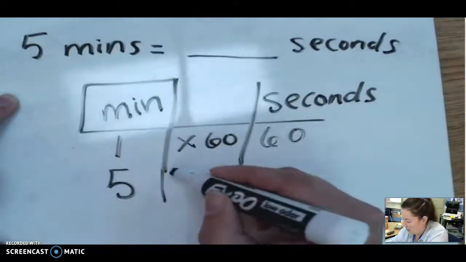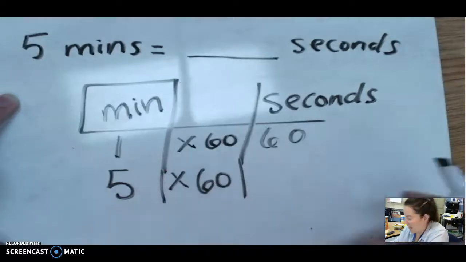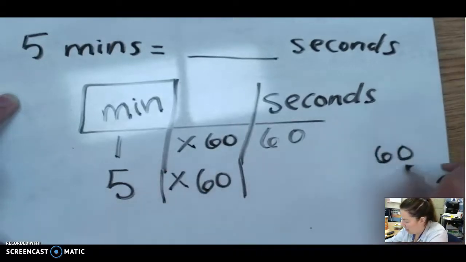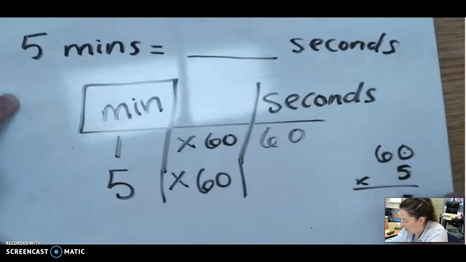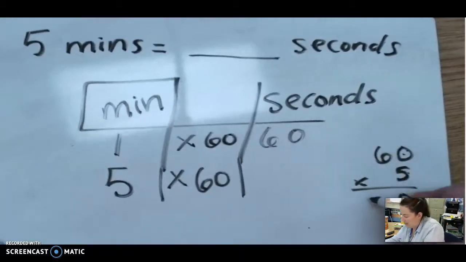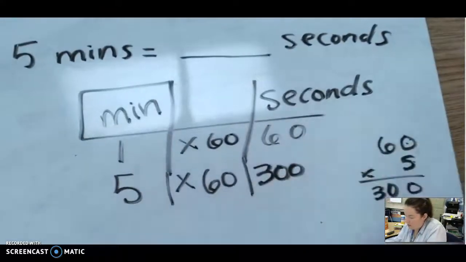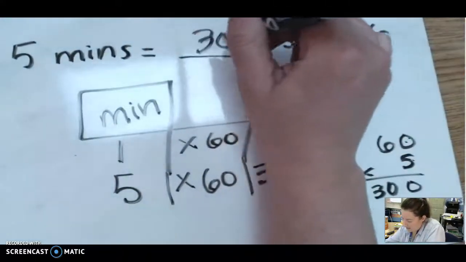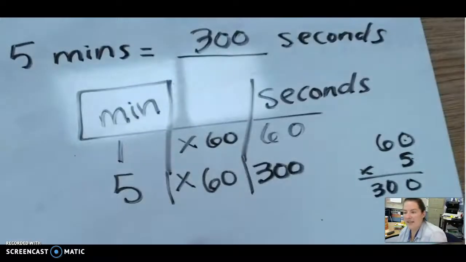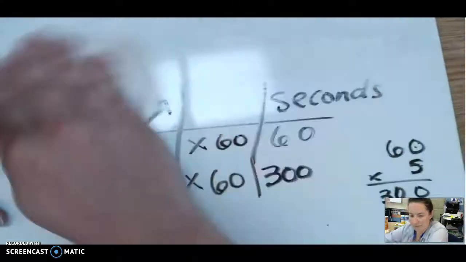So 5 minutes would be how much? I don't know. 5 times 60, I'm going to actually have to multiply that out. I don't know that off the top of my head. 5 times 0 is 0. What is 5 times 6? 30. So it is 300 seconds. 5 minutes is the same as 300 seconds. Let's try one more.